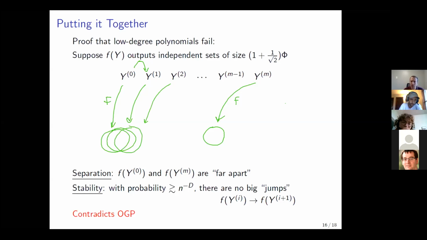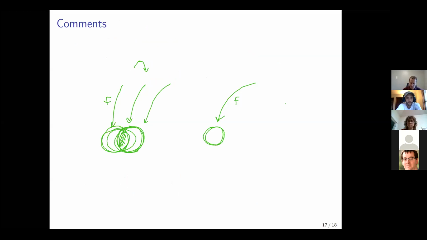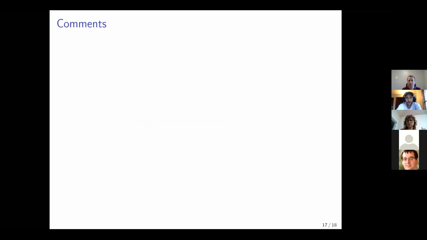Okay, but now we can see that this contradicts the OGP property. Because if I need to get from this first set to this last set by only making small changes, there has to be some set along the way that has this forbidden overlap with the first set, and that contradicts the OGP. So this is how the proof goes. All right, so that's essentially the idea.